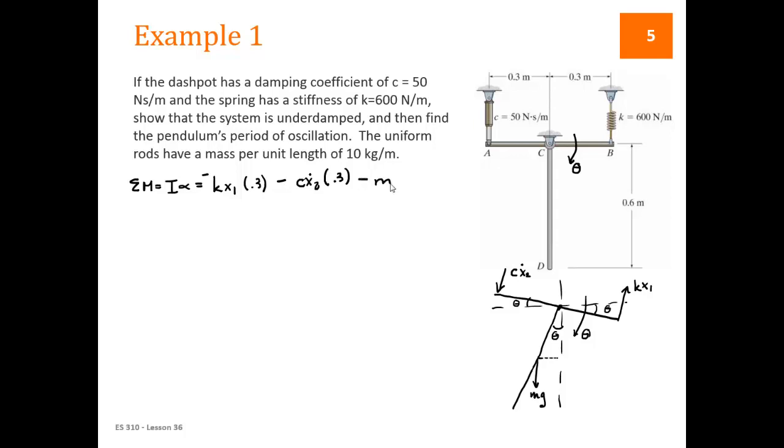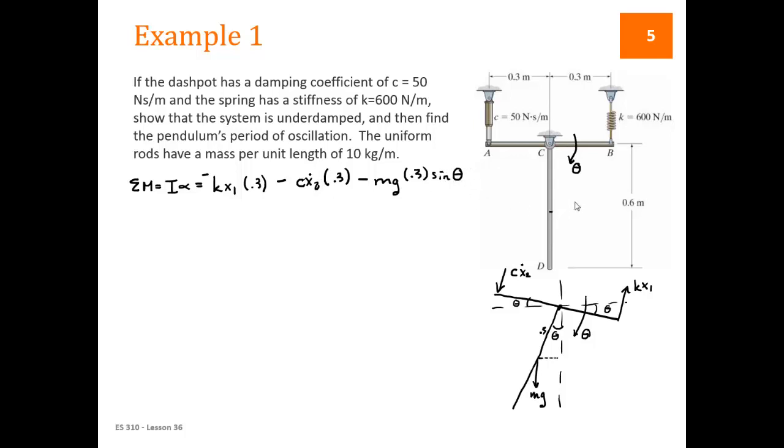And then we have mg, and this distance, right, so we need the perpendicular distance to the force. This distance is the hypotenuse, which is 0.3, half of the 6, times the sine of theta. So this is times 0.3 sine of theta. Now we need to figure out how to write x1, x2 dot, and sine of theta in terms of theta. So let's start with the sine of theta.